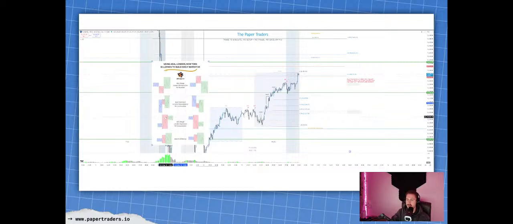Another thing that we could also be watching is just that Asian expansion, right? It does look like it expanded, but London also expanded to the upside. So this is kind of like okay, let's watch and see what happens here going into that New York session. Either sweep and retrace to the downside, possibly into OTE for further longs, or we're going to sweep and reverse. So that's something to watch.